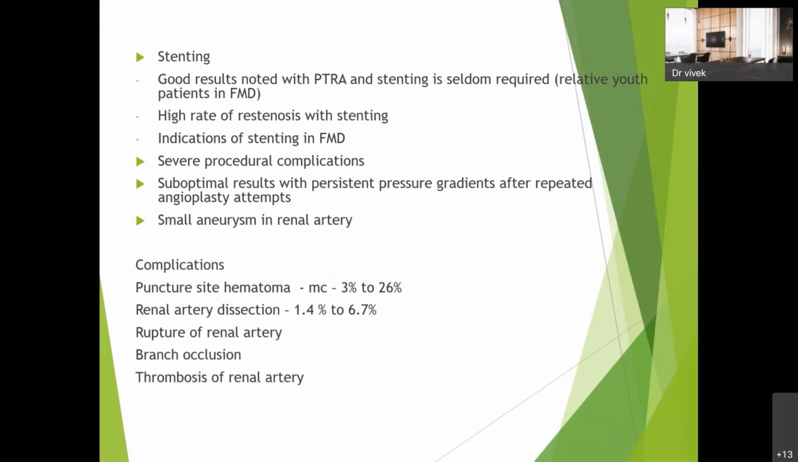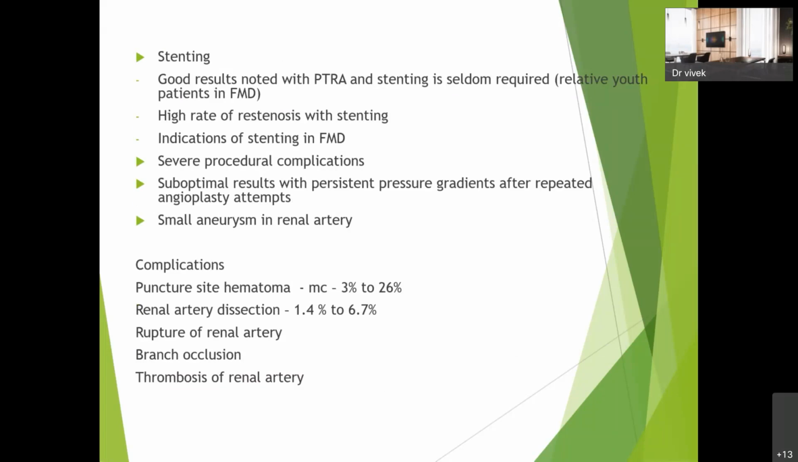Stenting: good results are noted with PTRA, and stenting is seldom required because the patients are relatively young. High rate of restenosis is noted with stenting, and stenting is usually done when there are procedural complications, or there is persistent pressure gradient even after balloon angioplasty, or if there is small aneurysm in renal artery.